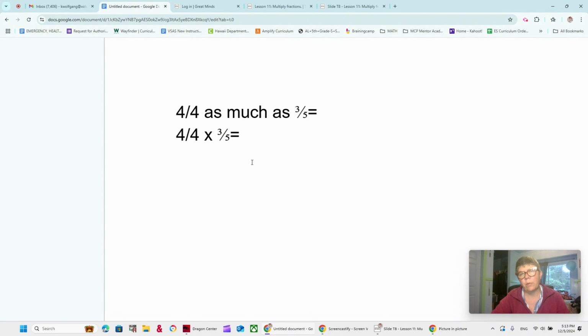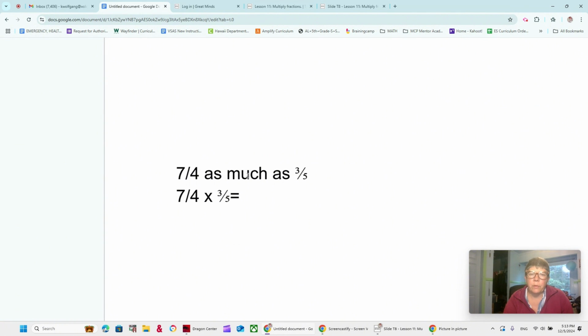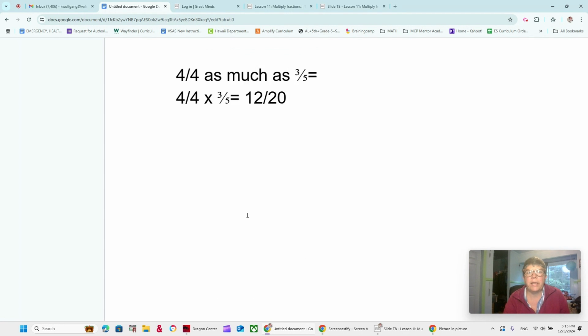What if we had 4/4 as much as 3/5? 4/4. Now you might recognize that 4/4 is the same as 1. So that would be 12/20. Multiplying 3/5 times 1, we have equivalent fractions. So 3/5 and 12/20 are actually equal to each other because we're multiplying by 1. And it's also less than 1. So 7/4 as much as 3/5, or 7/4 times 3/5. Look at 7/4. It's more than 1. So our fractions are getting bigger when we're multiplying by bigger things.